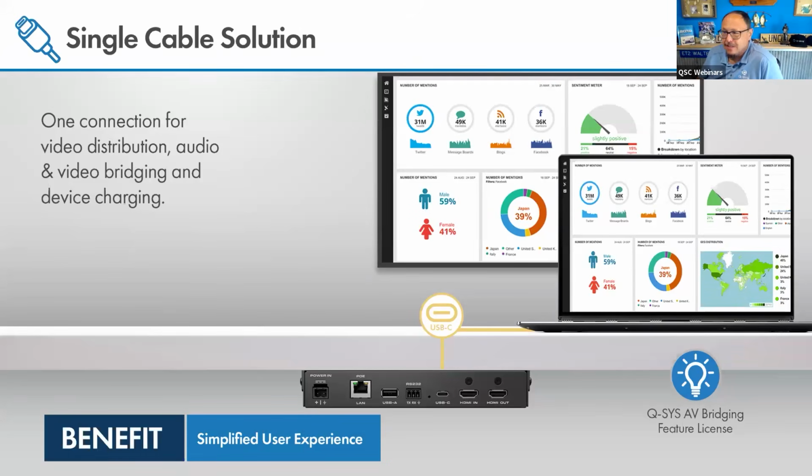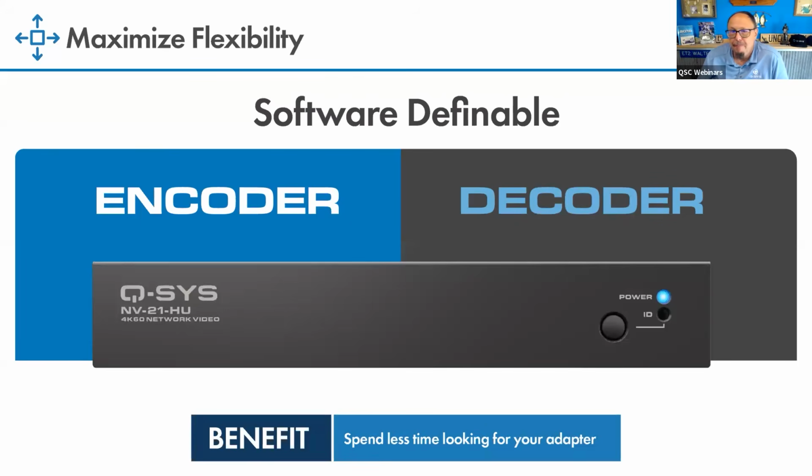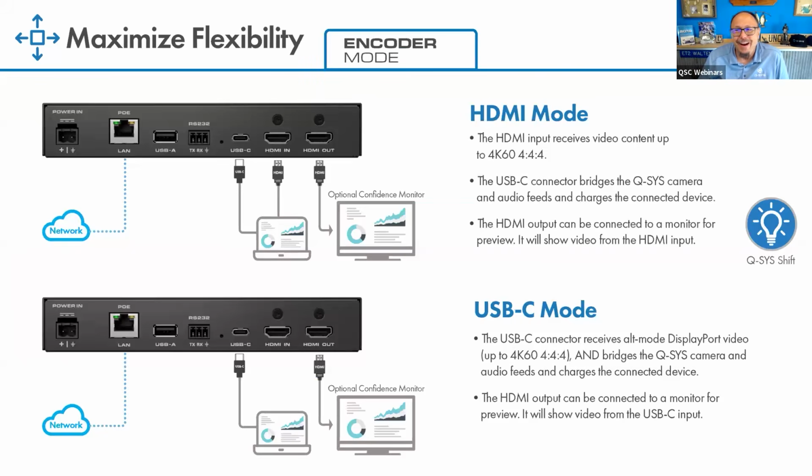So let's talk about the single cable solution we talked about before: one connection for video distribution and bridging. You have the ability there to do device charging if need be. Software definable, so it could be an encoder, could be a decoder. Spend less time looking for your adapters. I don't know what that statement's all about there, but okay, marketing.